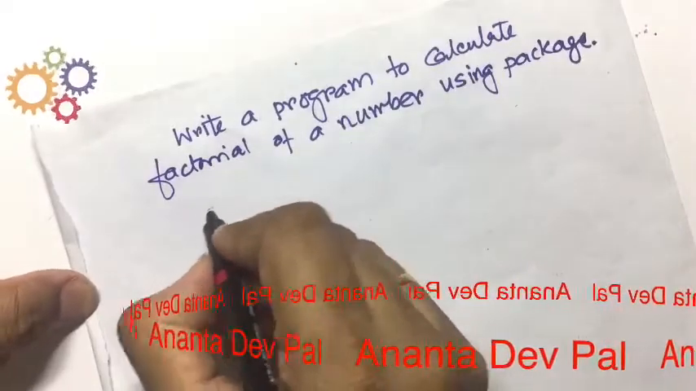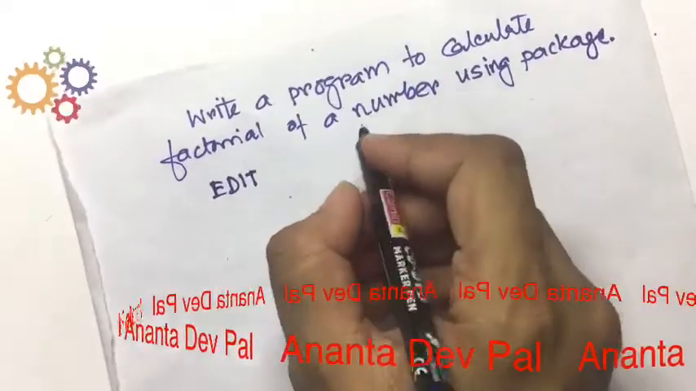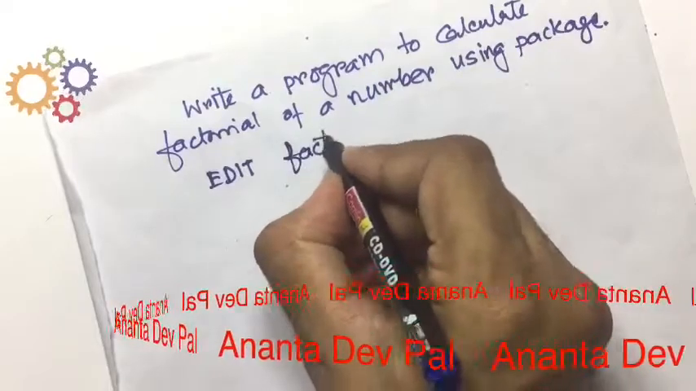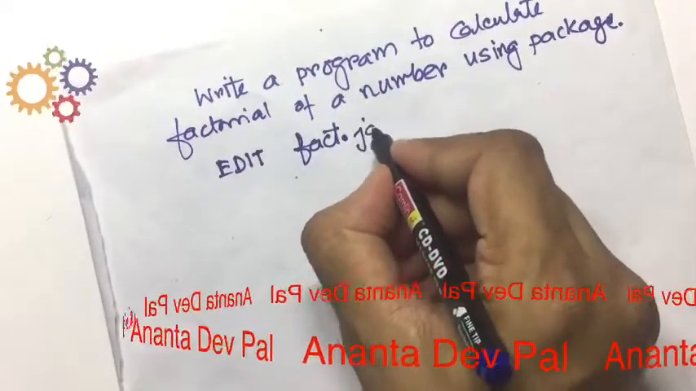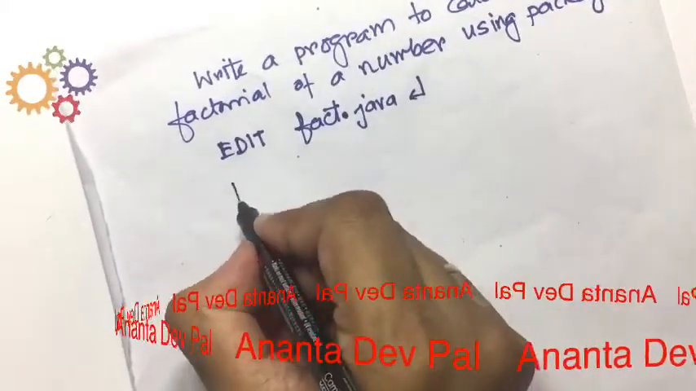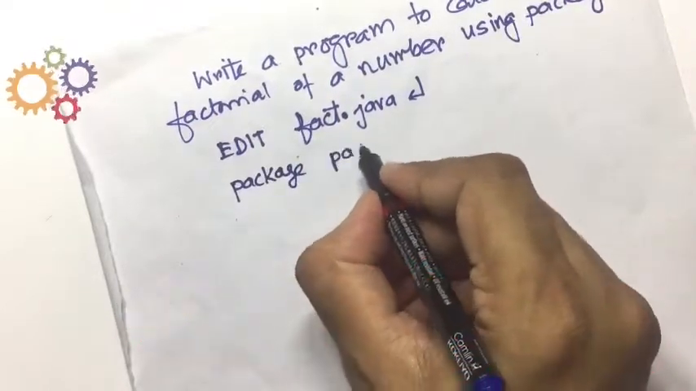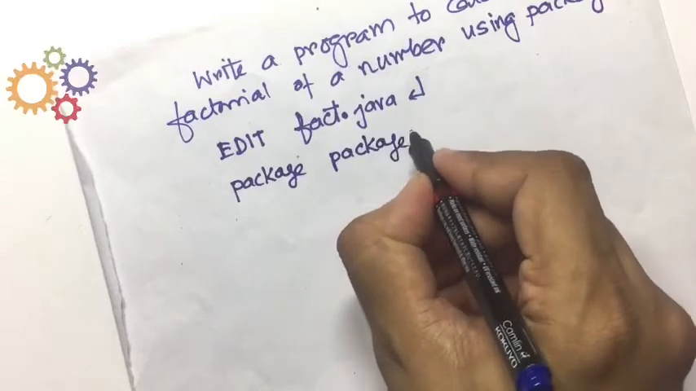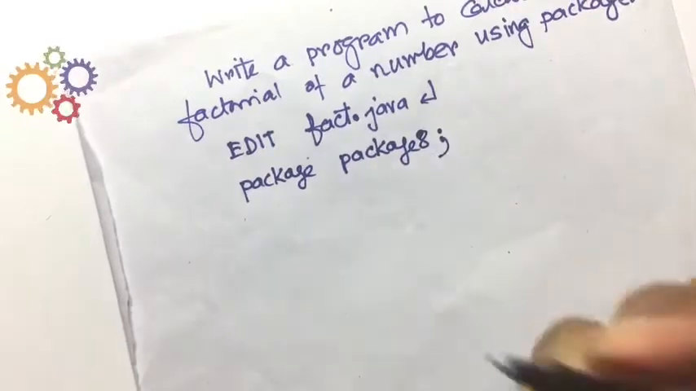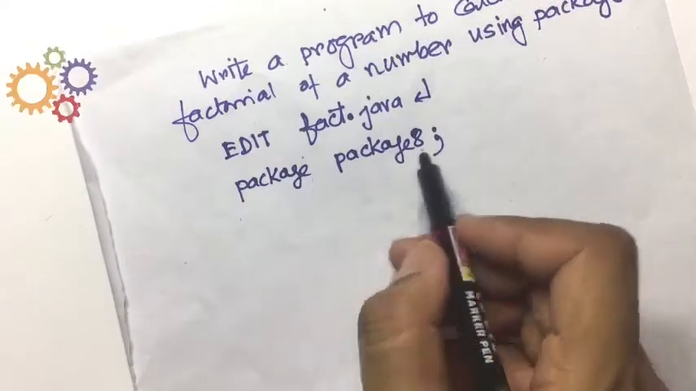First of all, we have to edit. Suppose the name of the class is fact.java. Then within the fact.java, create the package. Suppose the package name is package 8. You can write any package name. I'm making a package 8. So this is the package 8.